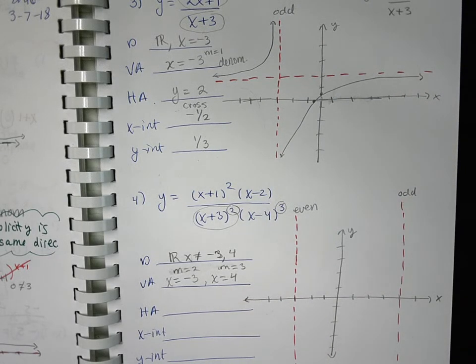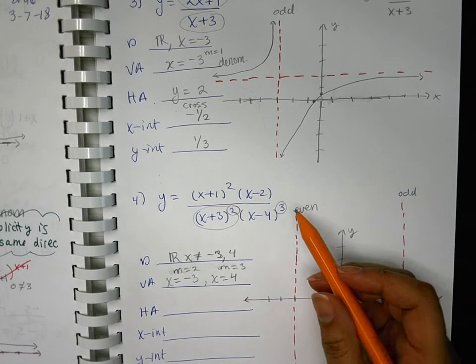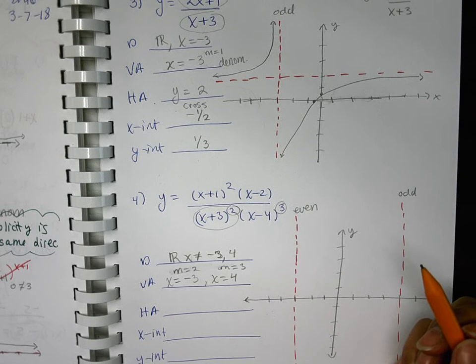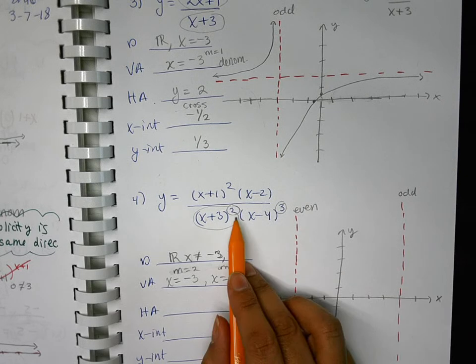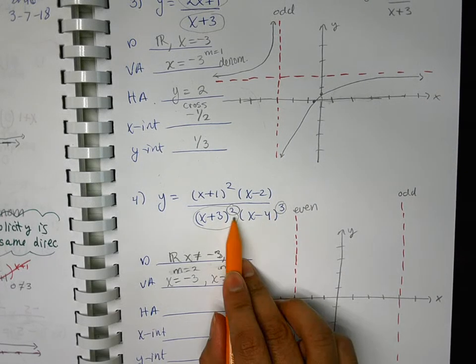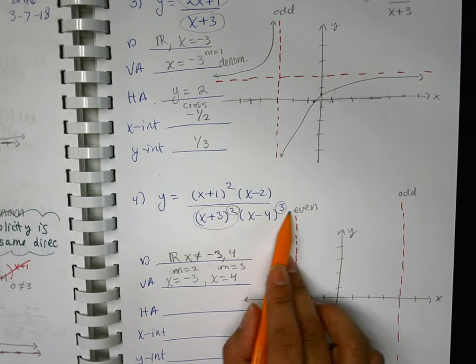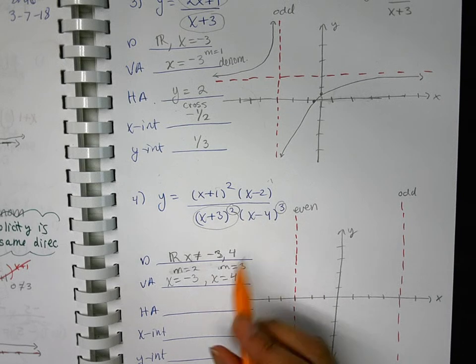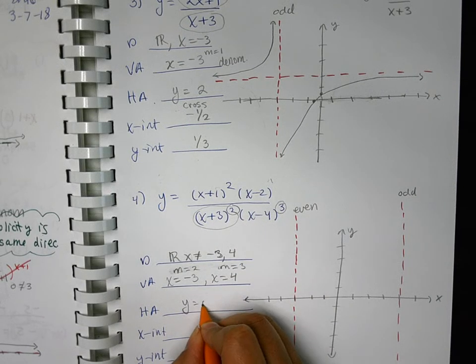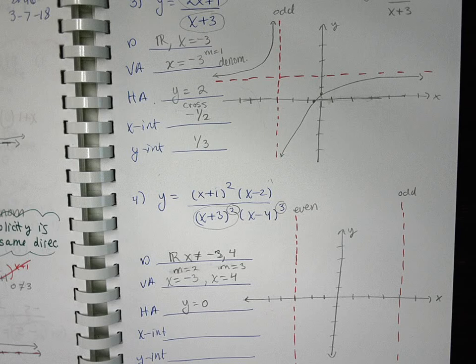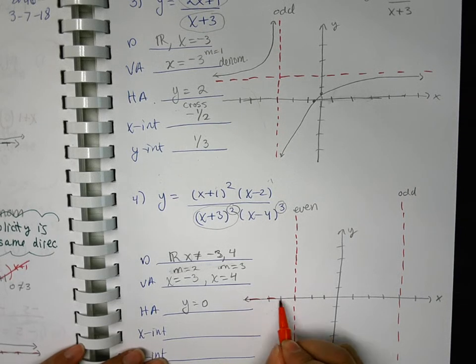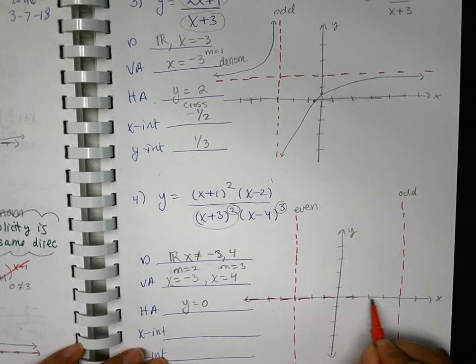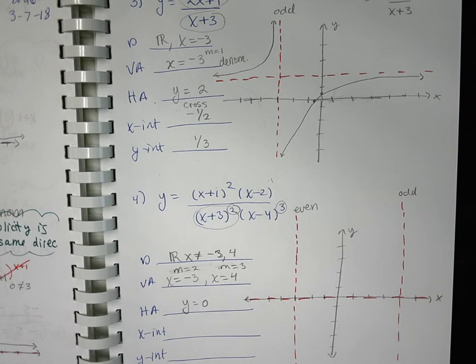Horizontal. Top heavy, bottom heavy, or the same? Bottom, do you see that? What's the degree at the bottom? What is it? 5 at the bottom, or 3 at the top, yes? 3 at the top, 5 at the bottom, so y equals 0. So since it's y equals 0, is this one that I have to do a test value? Yes. All right, and x-intercept, set it equal to 0.